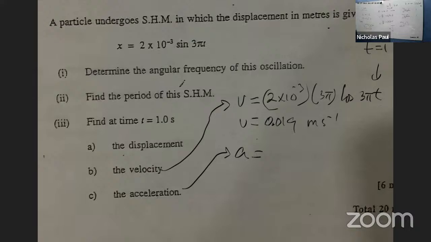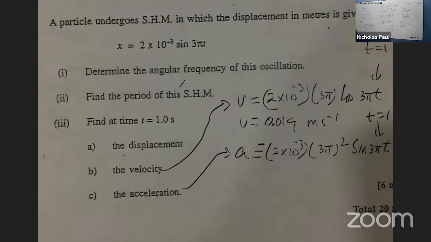Acceleration is what? Tell me the formula first. Negative 3 pi squared. So it's 2 by 10 to the minus 3 times 3 pi squared, put a negative sign in front, sine 3 pi t, then plug in t as 1. I get a negative for velocity and 0 for acceleration.